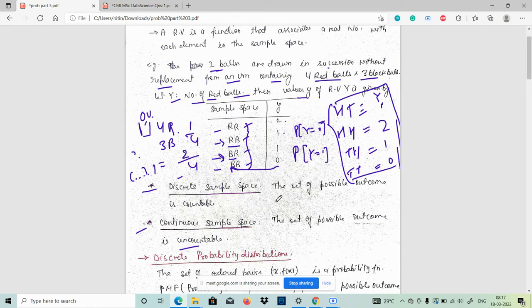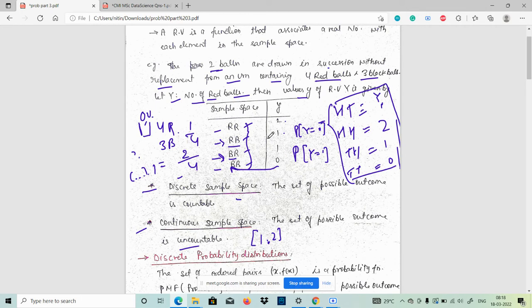Continuous distribution means we may say that your sample space lies in a particular region, say between one and two or something like that. You will not be able to associate that with countable numbers. So continuous sample space simply means you can't count the points in the sample space, whereas in a discrete sample space the points are countable.